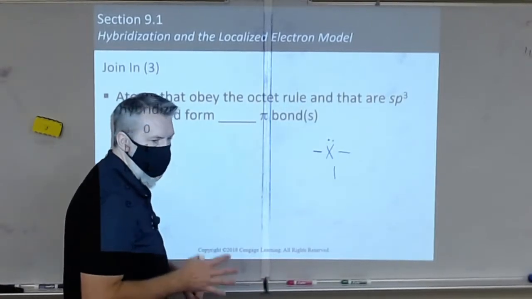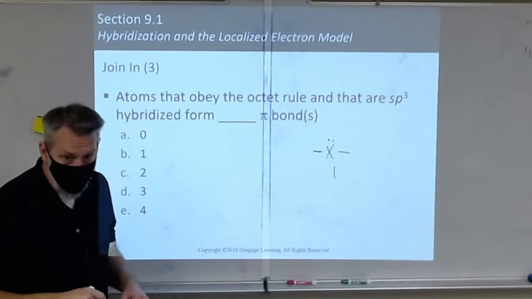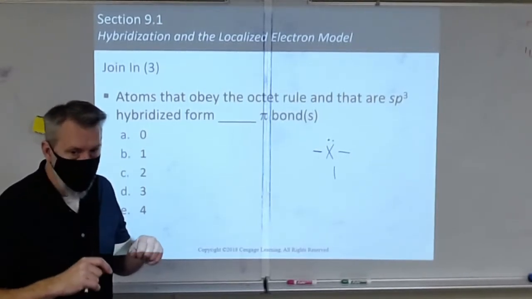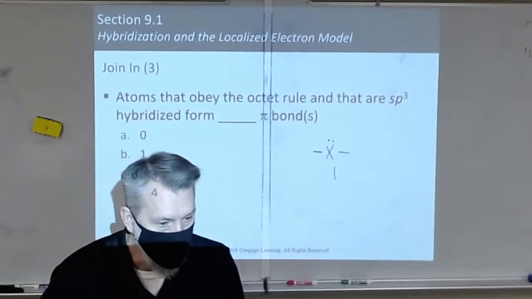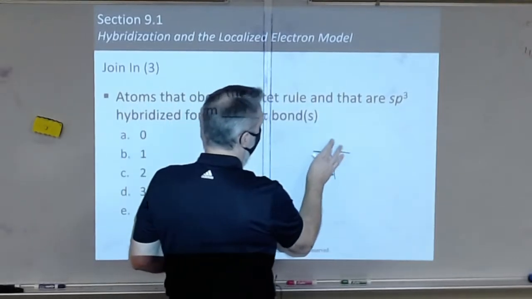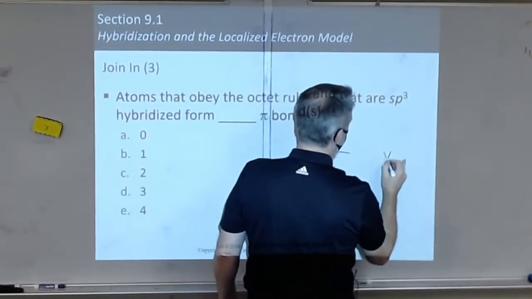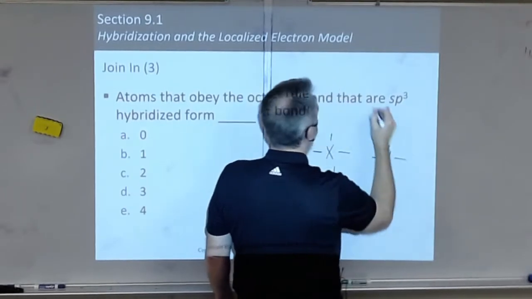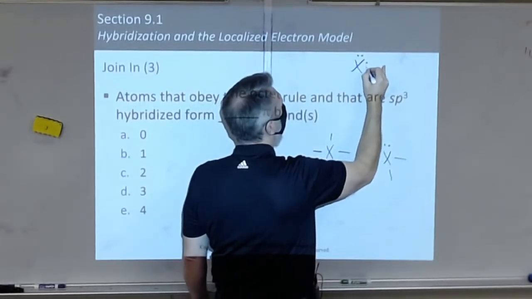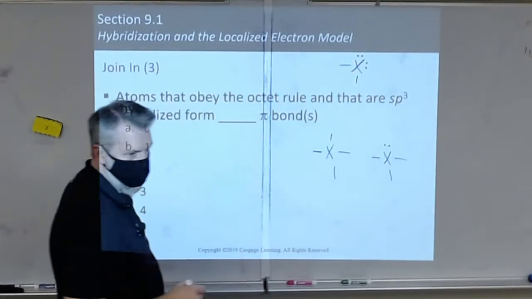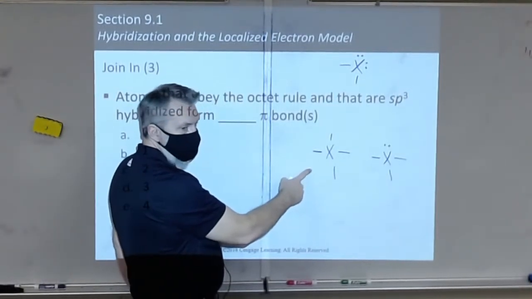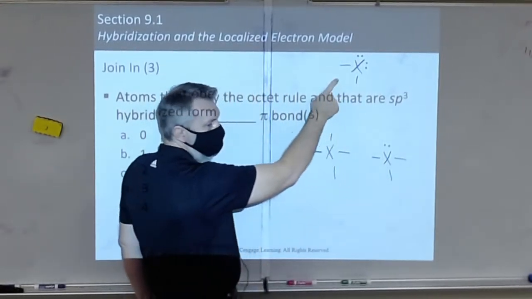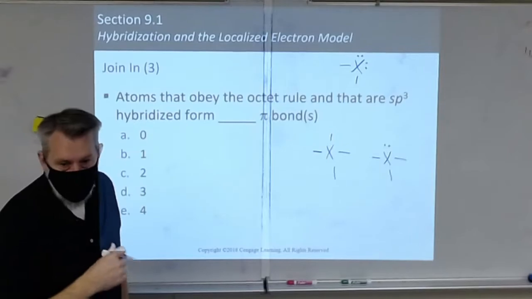All right. So if I've got 4 regions of electron density and I strictly obey the octet rule, that means I can only have how many electrons? 8. So I can have this. This is an option. I can have this. I can have this. How many pi bonds do you see there? How many pi bonds are here? None. How many are here? None. All of these are sp3 hybridized.